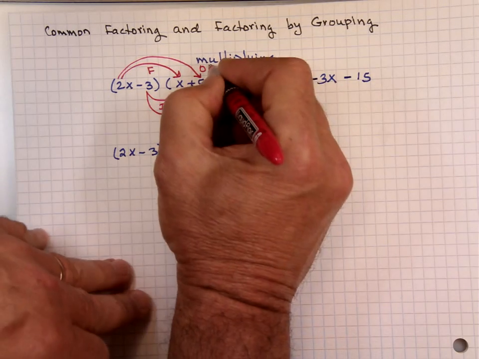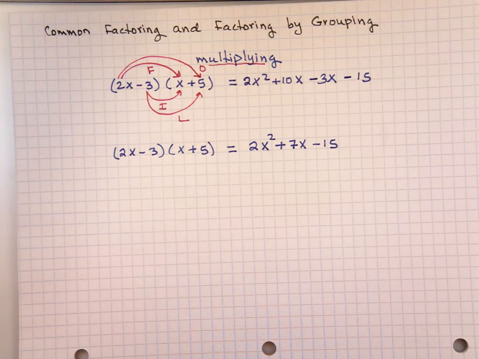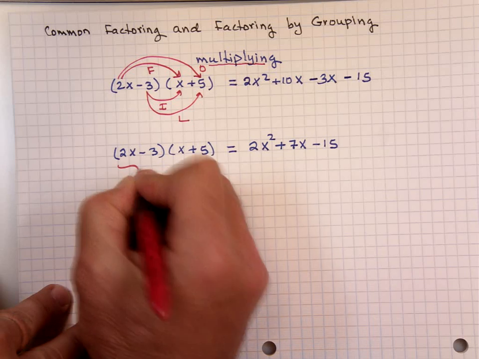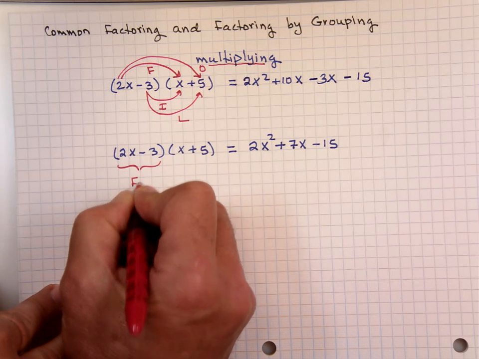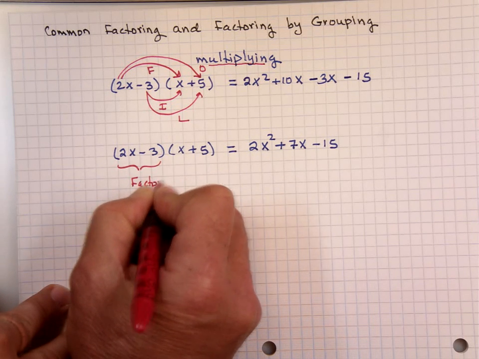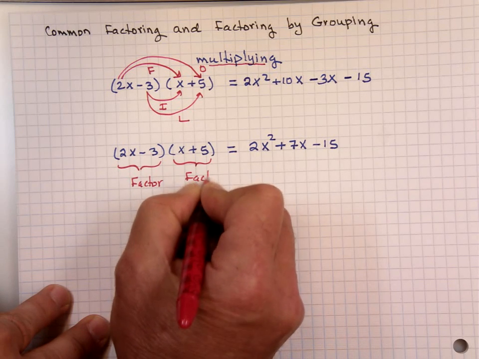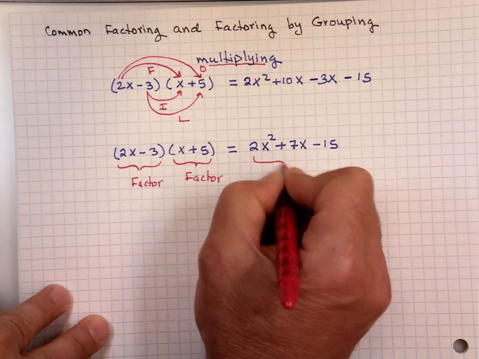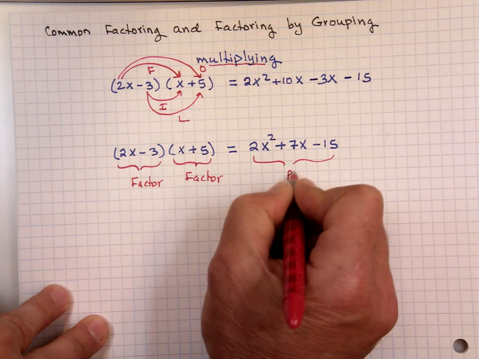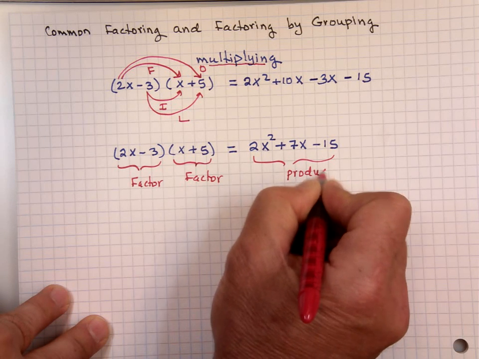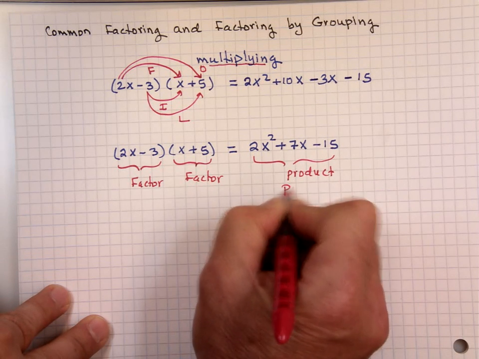Again, this is multiplication. This is not today's topic. Just reviewing old stuff. Now, this is called a factor. This is also called a factor. And the result is called the product, or polynomial.